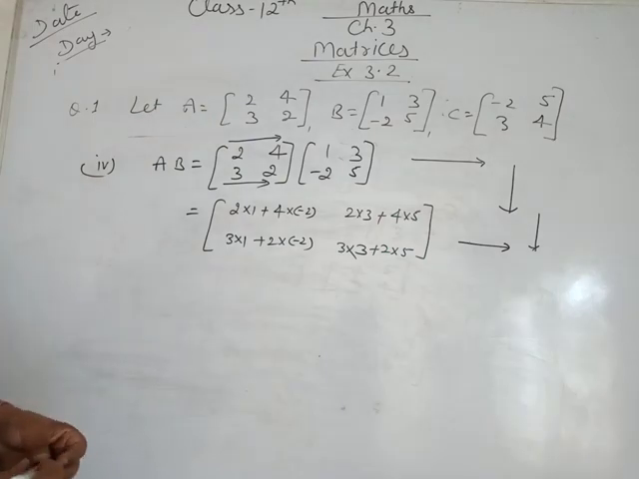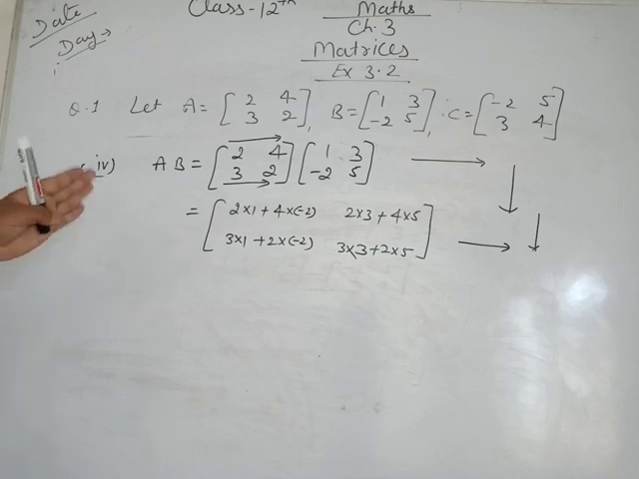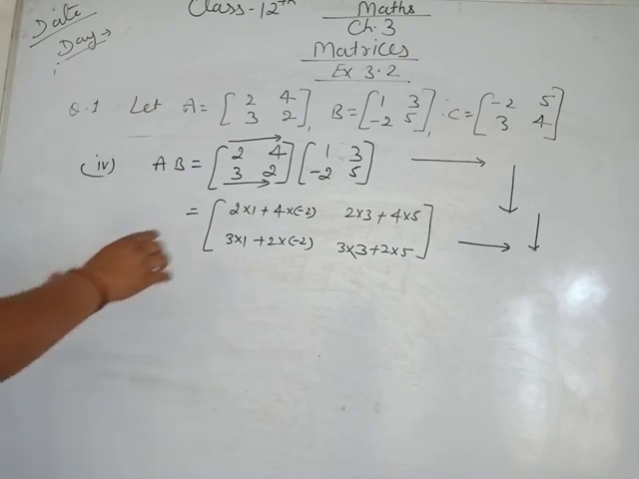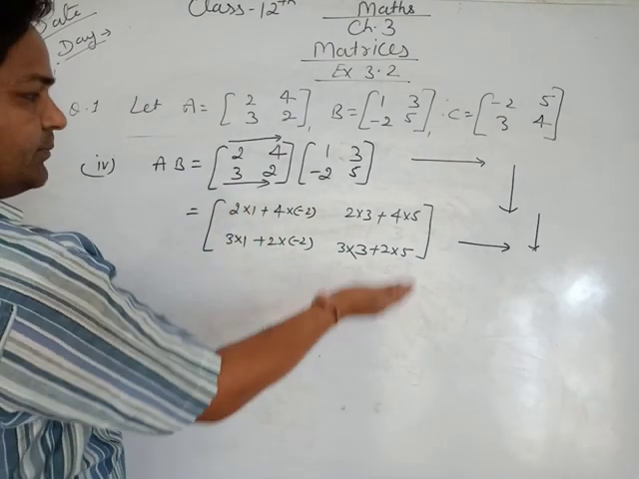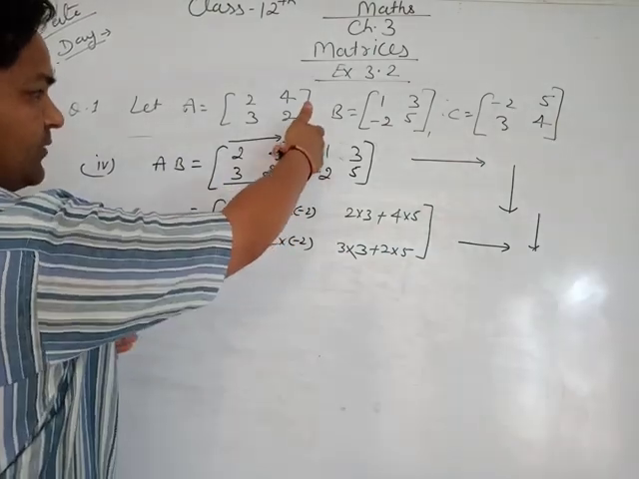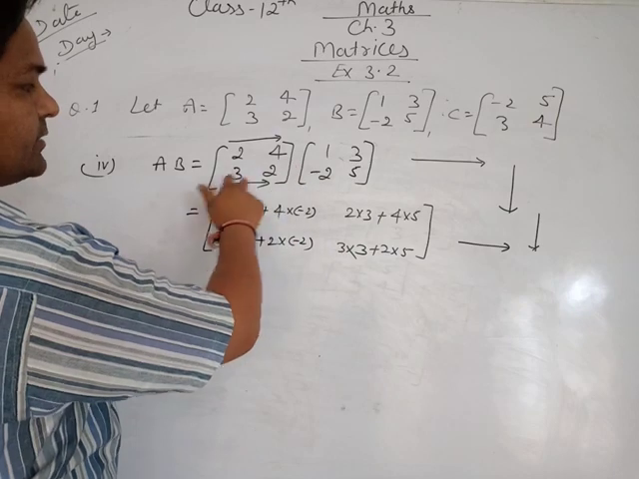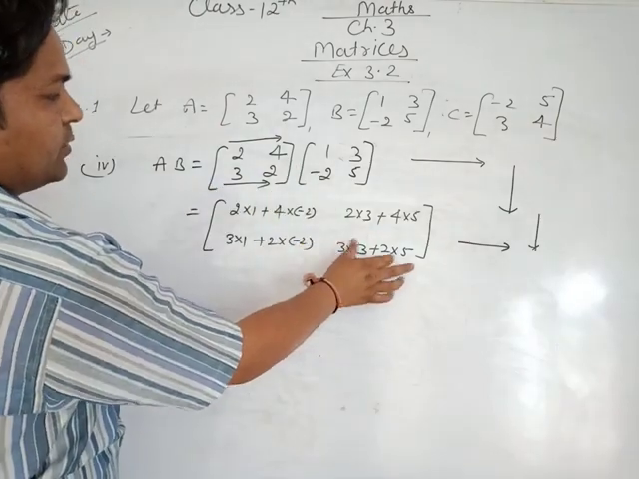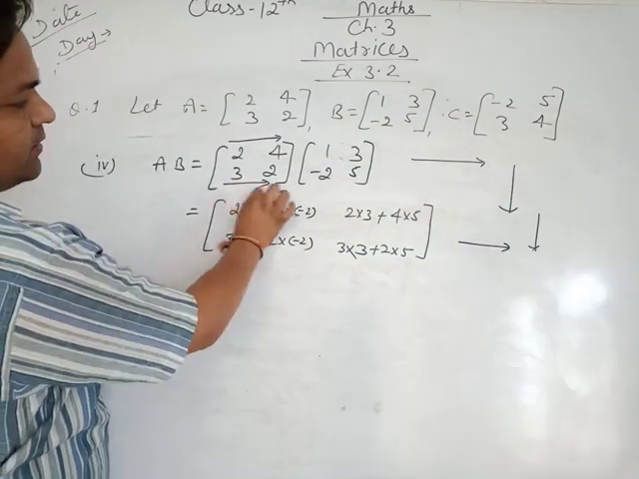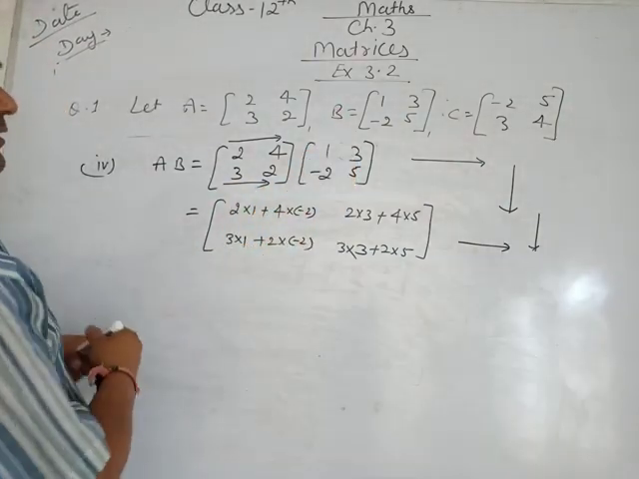Understand about it? In multiplication, we will take the first row of matrix A and multiply it by the first column and second column of matrix B, with corresponding elements multiplied, and divide them with the positive sign. Similarly, in the second row, multiply by the first column of matrix B, and for the fourth element we will take the second row and second column.